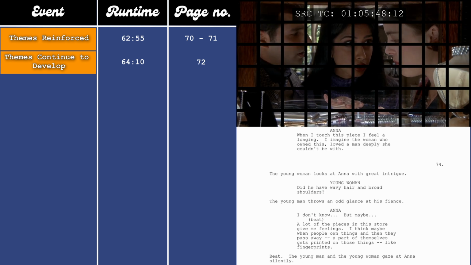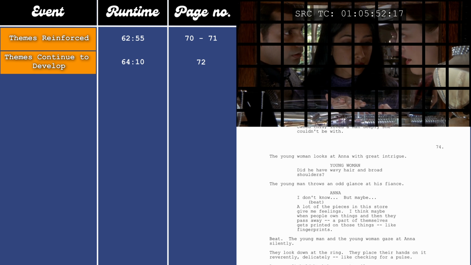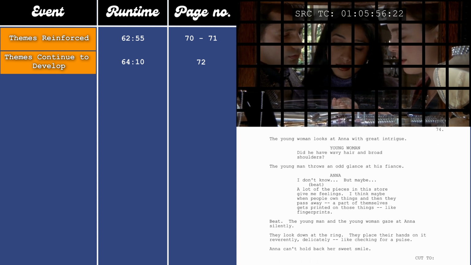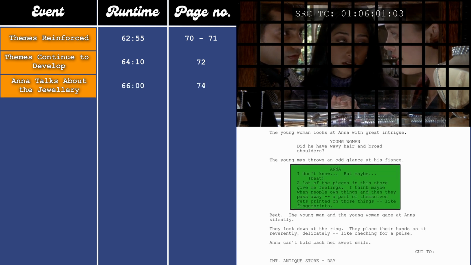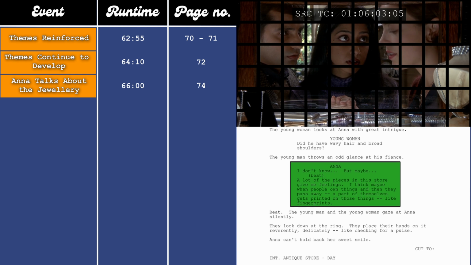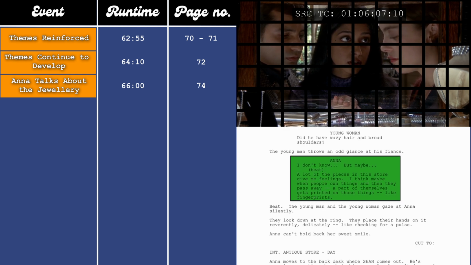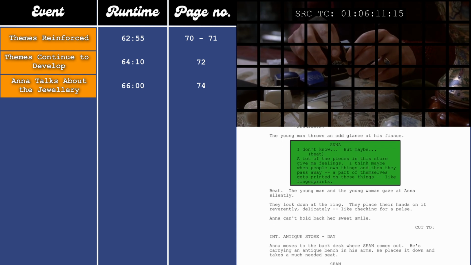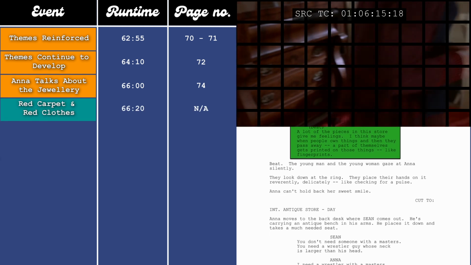Now we have this scene in the antique shop, where Anna is selling a piece of jewellery to a young couple. At the 66-minute mark, which is on page 74, she goes on to say, "I think maybe when people own things and then they pass away, a part of themselves gets printed on those things. Like fingerprints." Take a note of this moment where she mentions about part of someone being imprinted on something, because I'll come back to it later on.